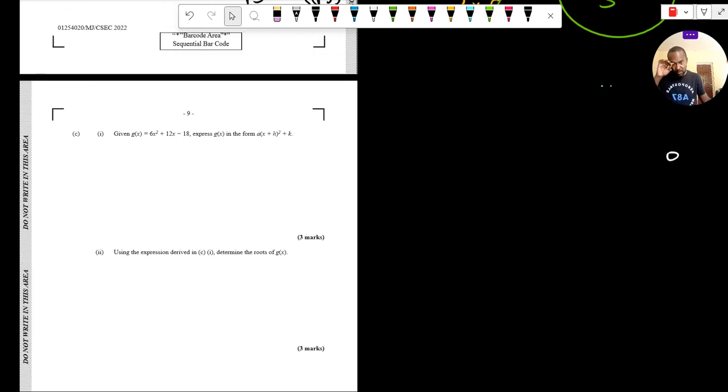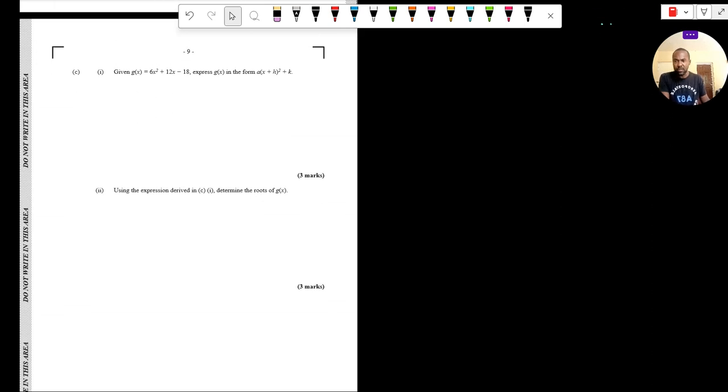The next part of the question says, given g of x equals 6x squared plus 12x minus 18, express g of x in the form a, open bracket, x plus h, close bracket, all squared plus k. Now, whenever we're told to express a quadratic in this form, what exactly are we being told to do? Essentially, we're being told to complete the square, and in order to complete the square, the coefficient of x squared must be 1.